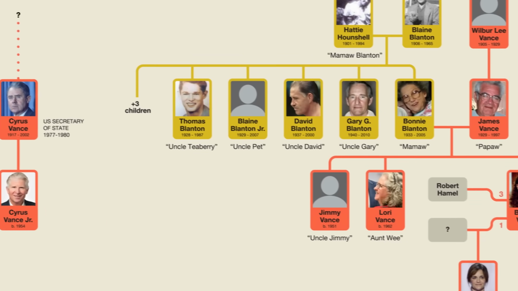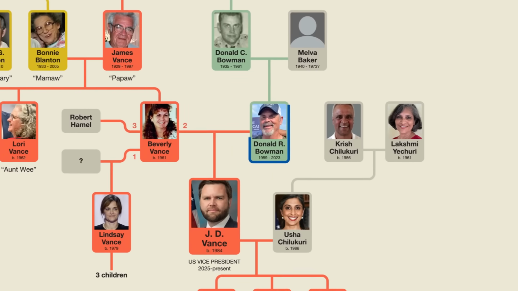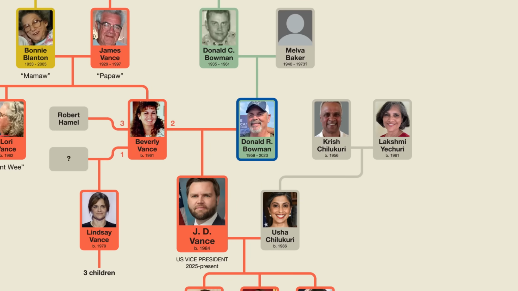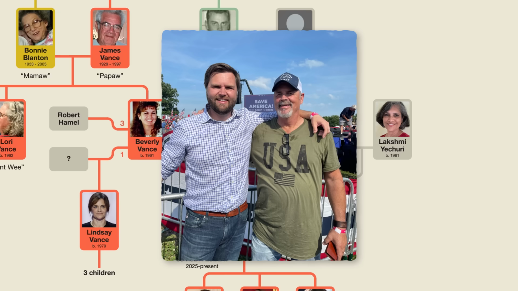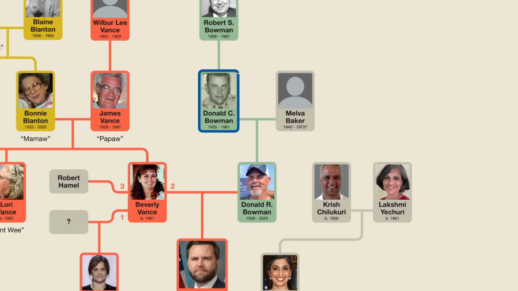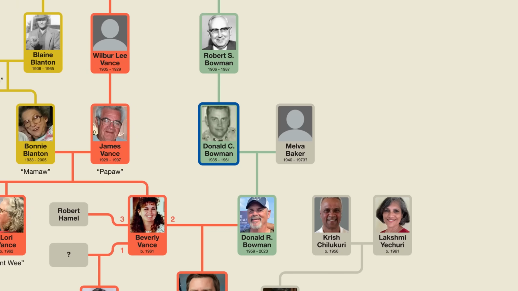Okay, let me now return to JD's biological father, Donald Bowman. As I mentioned earlier, he and Beverly got divorced early on in JD's life, after which he pretty much faded into the background. Eventually, though, he stopped drinking, became a devout Christian, and raised a family with his new wife. He supported JD's political ambitions, but unfortunately passed away just before JD became vice president. His own father, also named Donald Bowman, died from a heart attack at age 25 when JD's dad was just an infant. So he ended up being raised by his mother, Melva Baker, who eventually remarried.